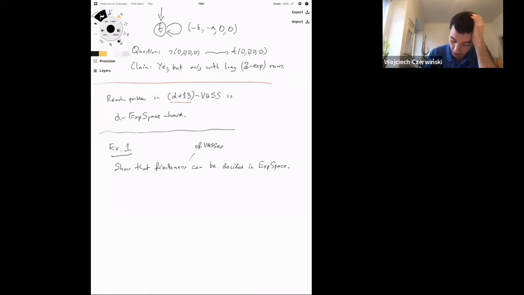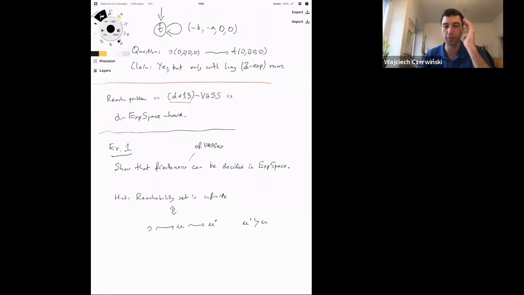This is connected with what Michał said yesterday. The hint is that the reachability set is infinite if and only if from the source you can reach some vector u, and from vector u you can reach some vector u prime such that u prime is bigger than u. This property we can get from the construction of decidability of finiteness. Of course, if you can reach such a pumping loop, you have an infinite set. But on the other hand, if you can't reach something like that, then if you construct this reachability tree, you will realize your reachability set is finite.